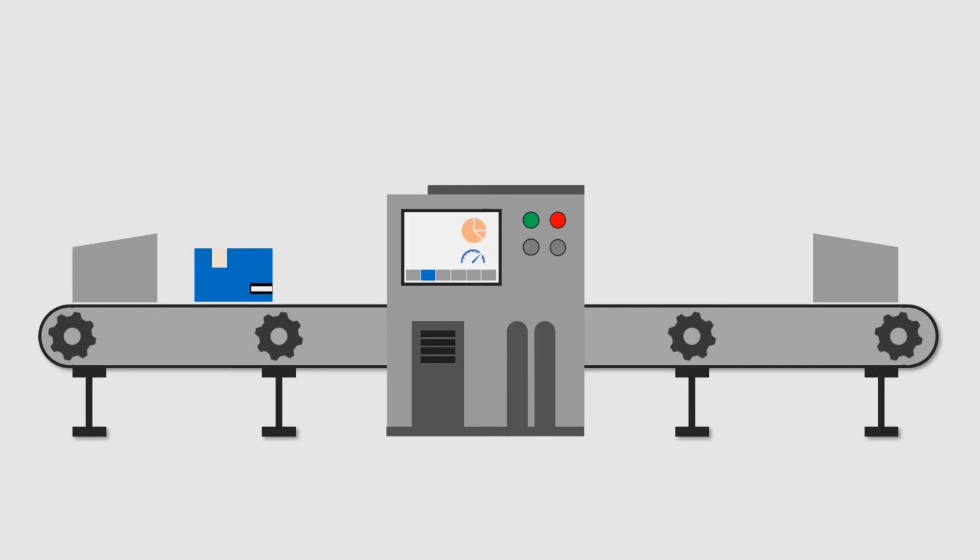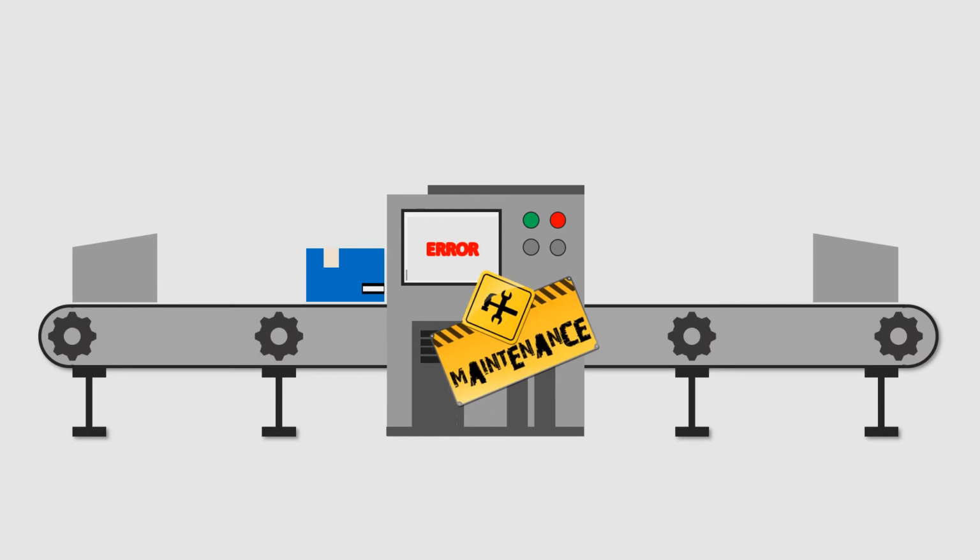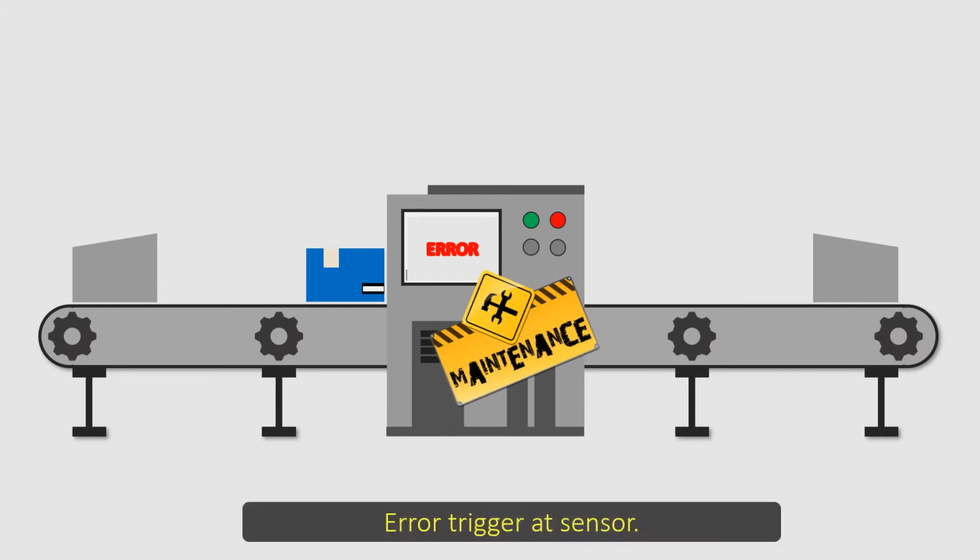Let's take an example for an unplanned stop. There is an unfortunate event of machine breakdown. While running production, the machine suddenly stopped due to an error at one of the sensors.